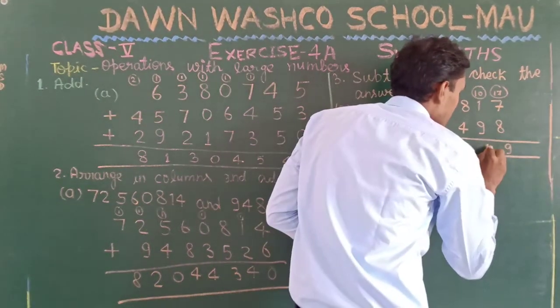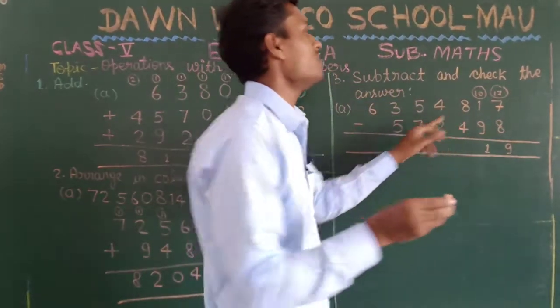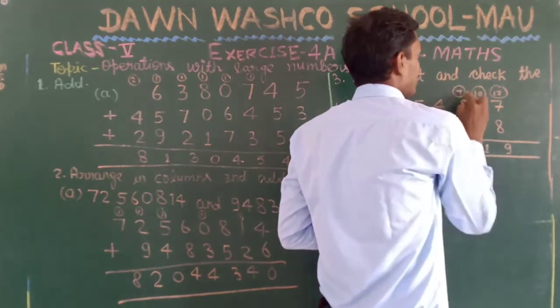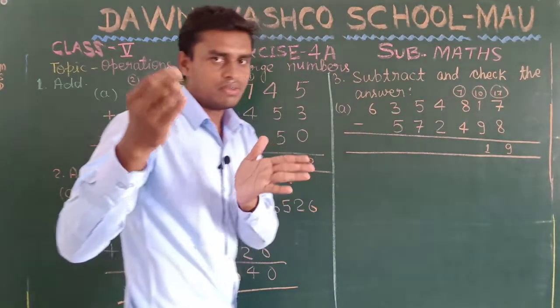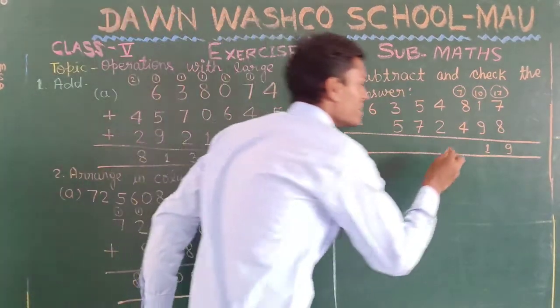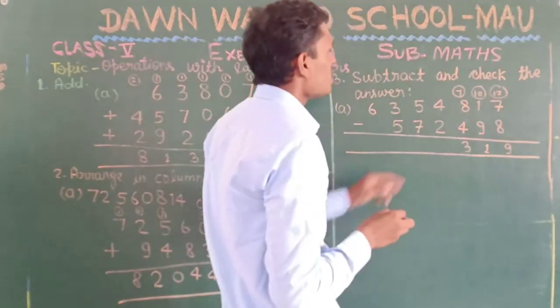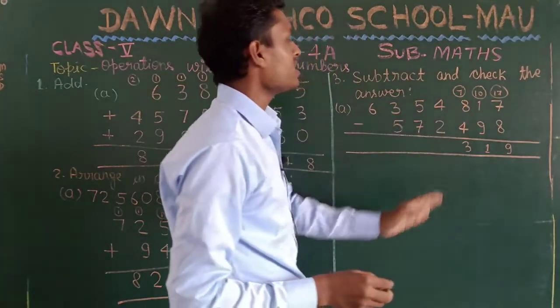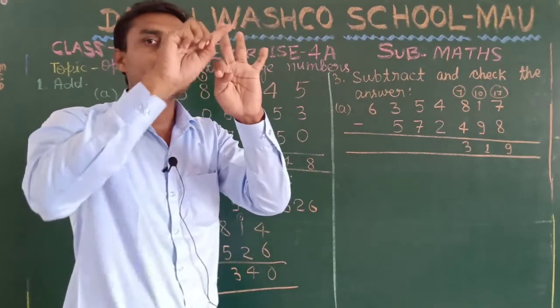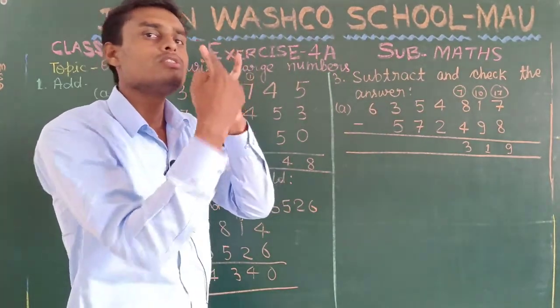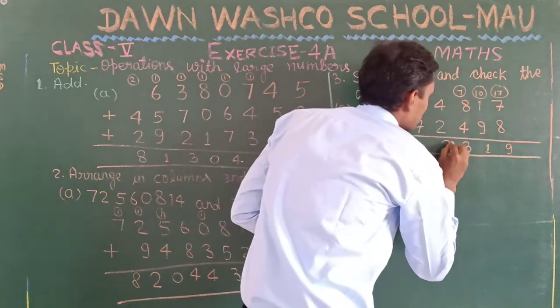Yes, 1. Now here we are having 7. And 7 minus 4 is 3. Now here we are having 4. 4 minus 2, what we are doing here? 2. So write 2 here.